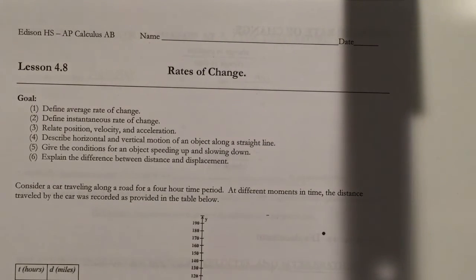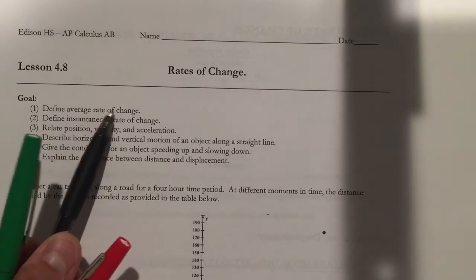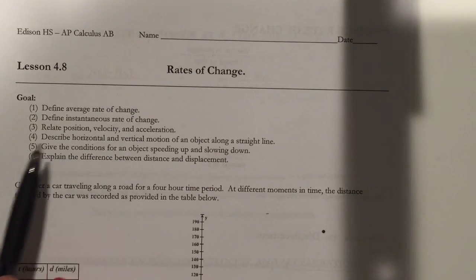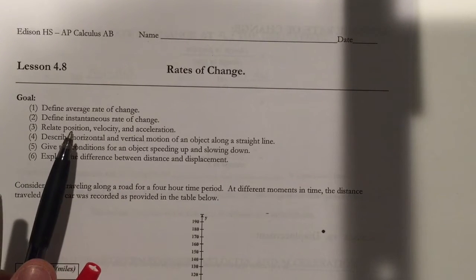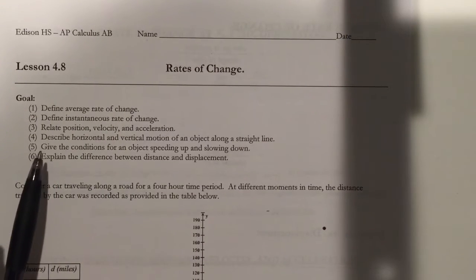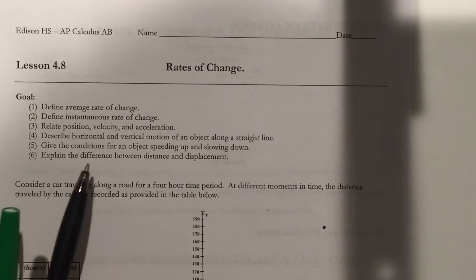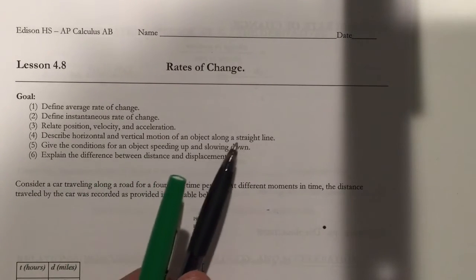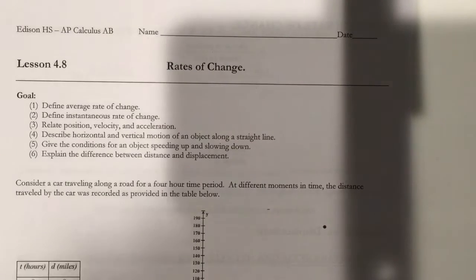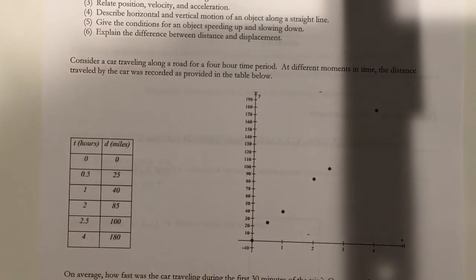In lesson 4.8, we study the rates of change of a particle moving along a line. Alright, so a few things we're accomplishing today. First, we're going to define the average rate of change, define instantaneous rate of change, know how to relate between position, velocity, and acceleration, describe horizontal and vertical motion of an object along a straight line, give the conditions for when an object is speeding up or slowing down, and know the difference between distance and displacement. So first, we're going to begin by looking at how to calculate the average rate of change.